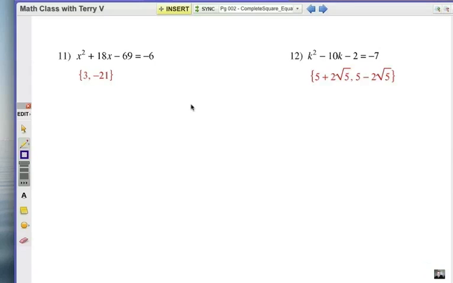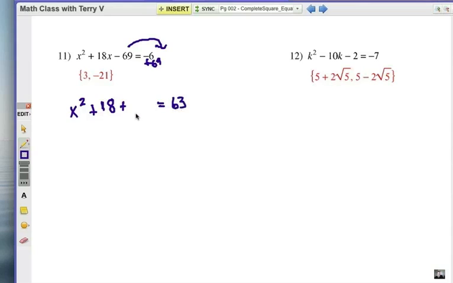Alright, the process starts with getting the constant from the left side to the right. So we're going to add 69 to each side, and we're going to leave a space. So we have x squared plus 18x, and then we want to leave a space, and then we'd have positive 69 added to both sides here, which is going to give me positive 63.